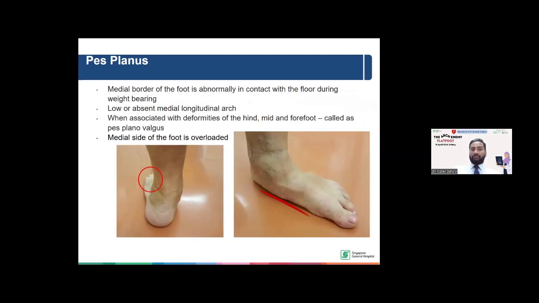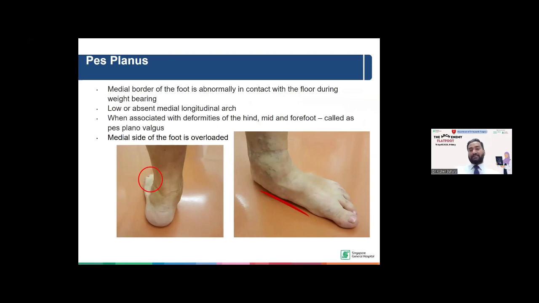So the medial border of the foot is abnormally in contact with the floor during weight bearing. These are clinical photographs where you can see this. There is a low or absent medial longitudinal arch. That means the inner surface of your foot has no arch that we typically would see once you weight bear. And when associated with deformities of the hind, mid, and forefoot, it's also called pes planovalgus. This is just a technical term that we use to describe it.